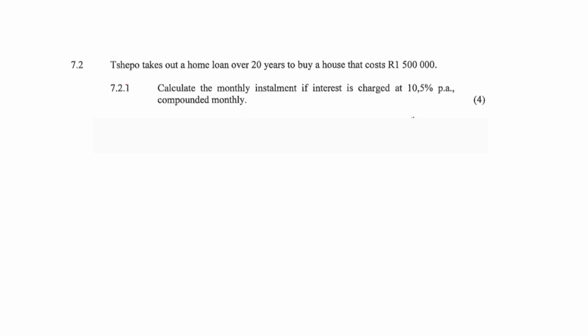Chepo takes out a home loan over 20 years to buy a house that costs 1,500,000 rands. Keyword here is loan, indicates that we will need to use our present value formula. 7.2.1, calculate the monthly installment if interest is charged at 10.5% per annum compounded monthly.